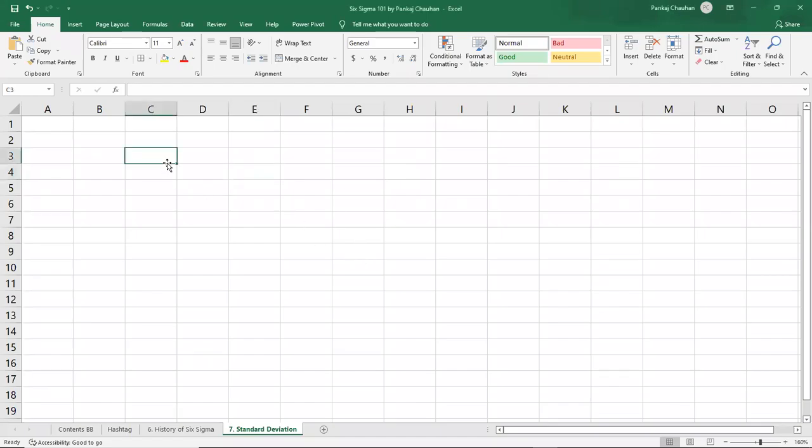Hey people, welcome back. In today's session, we are going to discuss standard deviation. So what is standard deviation?